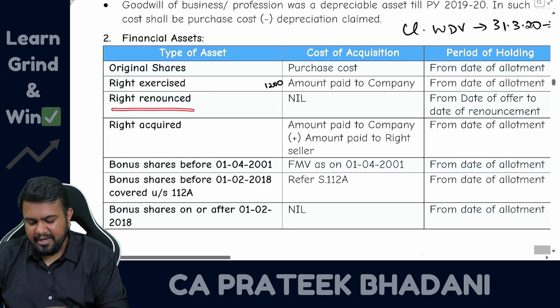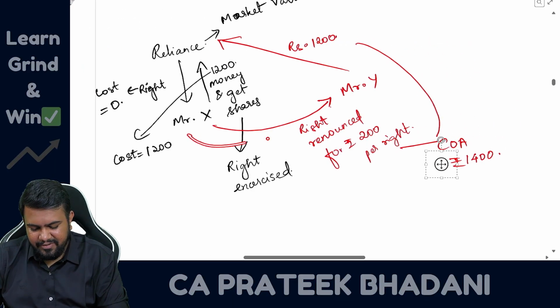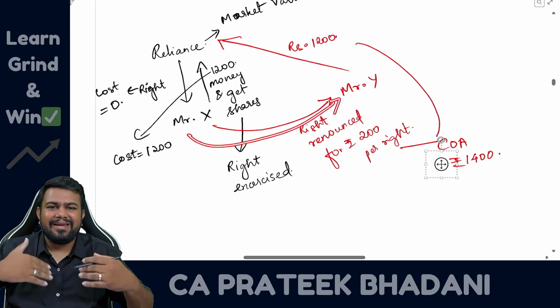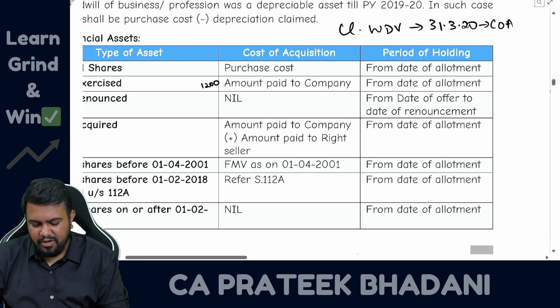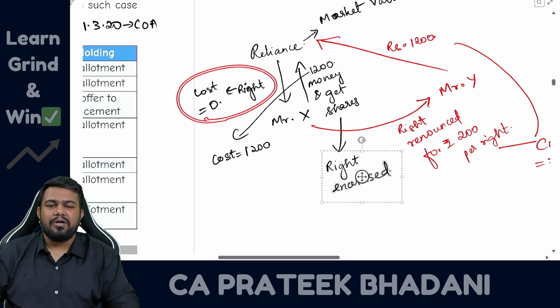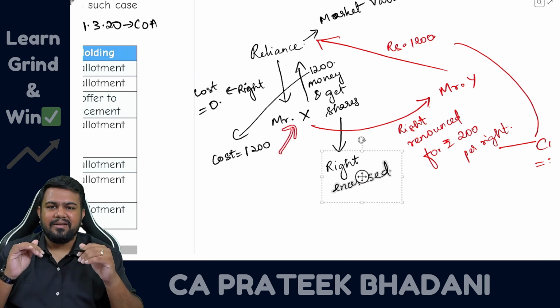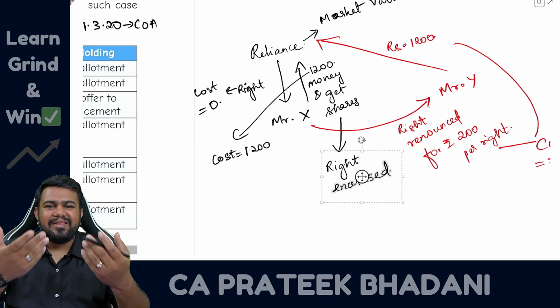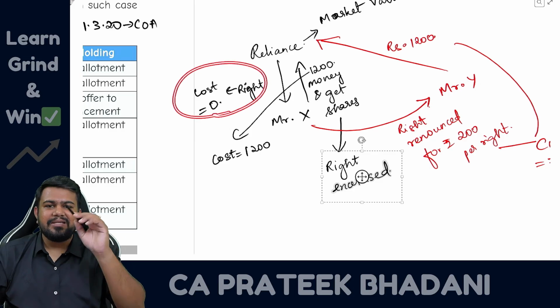Then right renounced. So what is right renounced? Right renounced means Mr. X is giving his right to Mr. Y. That is only renouncing of the right. In such a case, what is the cost of acquisition? Cost of acquisition is 0. Because did Mr. X pay anything to Reliance to get this right? The answer is no. Reliance has given the right free of cost only. That is why the cost of the right will be taken as 0.